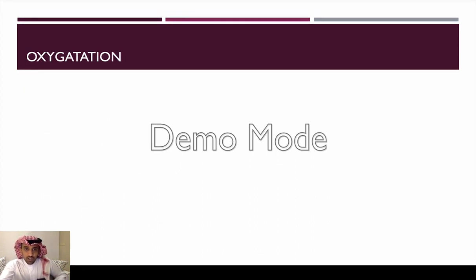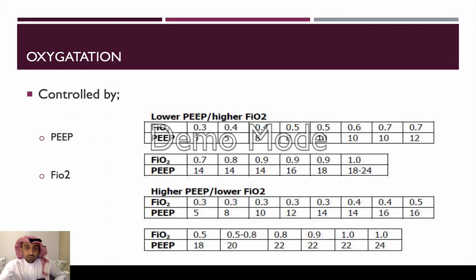The oxygenation in mechanical ventilation is controlled by the positive end expiratory pressure and by the FiO2 that you can set on the mechanical ventilator. And how to set the PEEP and the FiO2?